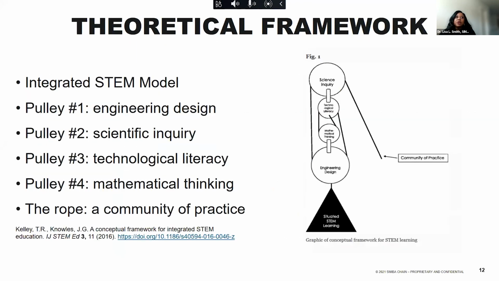The theoretical framework for applying situated cognition theory and STEM-based models consists of 4 different elements: engineering design, scientific inquiry, technological literacy, and mathematical thinking. The rope and pulley demonstrates how these disciplines, when combined, create a well-rounded situated STEM learning framework, where the rope in this model combines and pulls these elements together in what's known as the community of practice, which we will discuss further in a few moments.